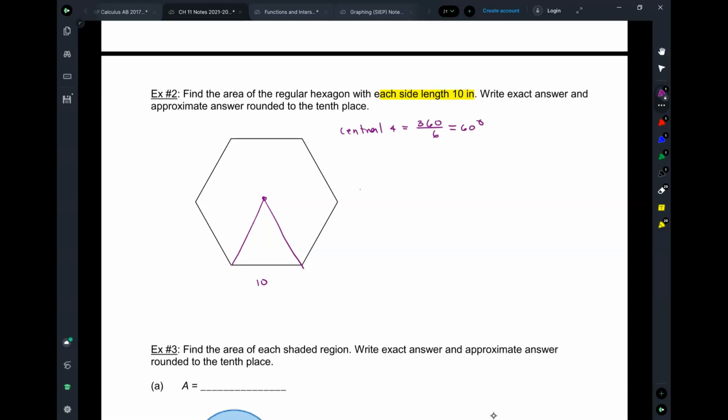Now, bisect, right. So we're going to draw the apothem. The apothem does 2 things. It bisects the side, so this is equal to 5. And it bisects that central angle, so each of these is 30. Oh my God, we've got a 30, 60, 90 triangle over there. If the short leg of the 30, 60, 90 is 5, then the long leg is 5 root 3.